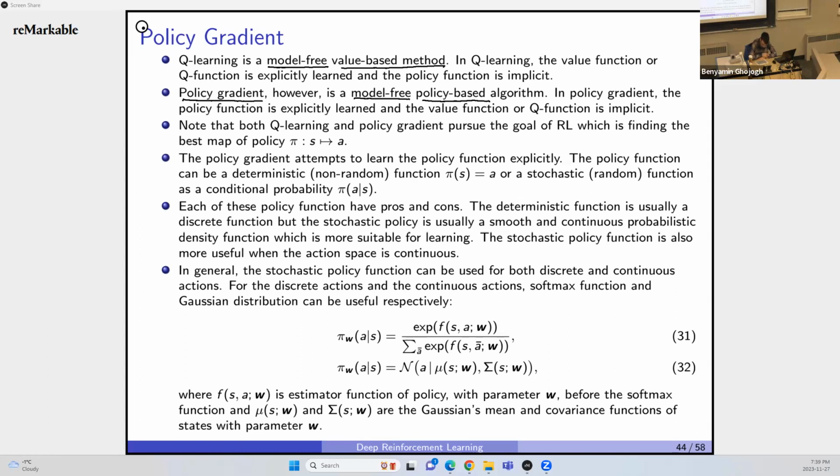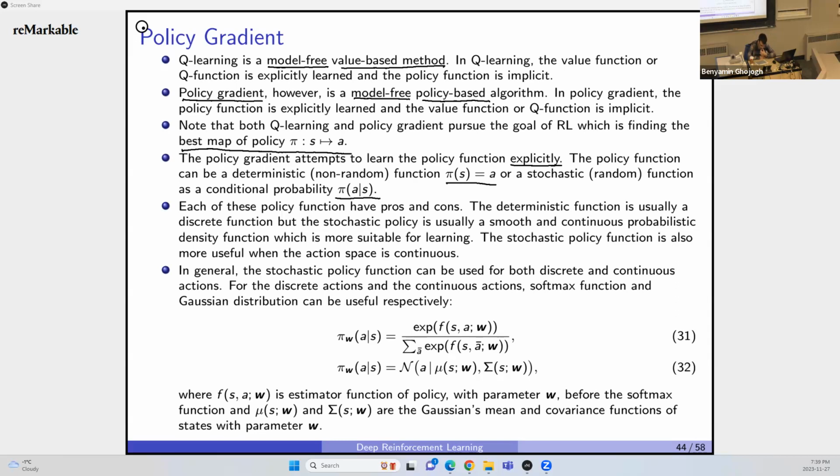Both of them, by the way, try to find the best policy, the optimal policy. It's always the goal of reinforcement learning. The policy gradient attempts to learn the policy function explicitly, as I said. So now you tell me, do you remember the policy can be stochastic or deterministic? If it is stochastic, it is a conditional distribution of action conditioned on state. But if it is deterministic, then it's a function, pi of s.